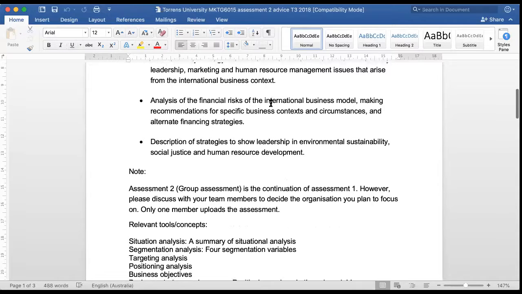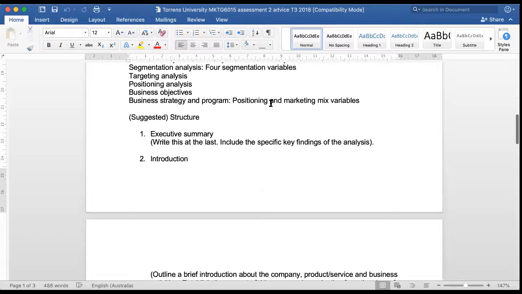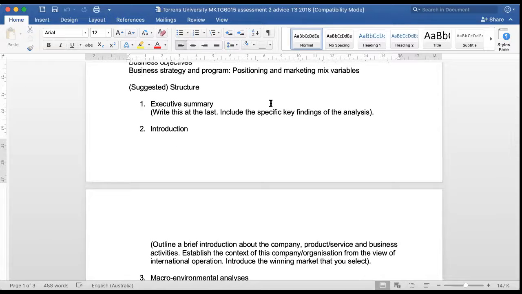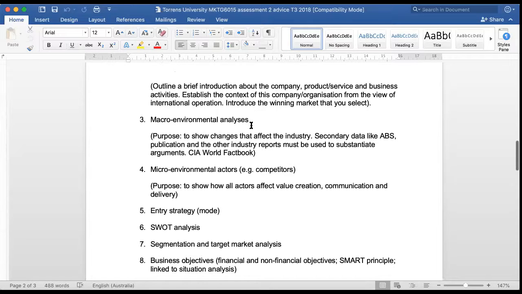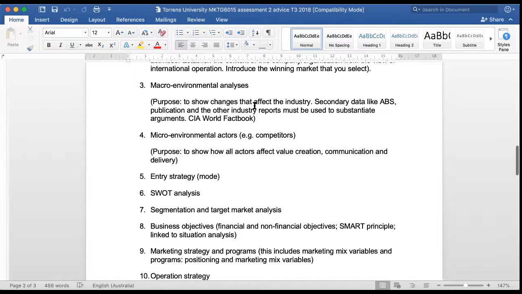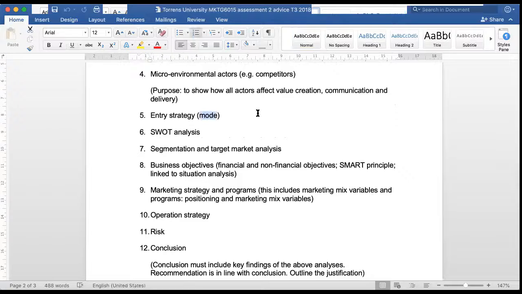the business. Okay, so you can move on quickly, and this is the structure I suggest you adopt: the executive summary. Then the introduction, where you introduce the company and the product, and a short summary of your macro-environmental analysis. You can go back to the previous assessment. Please paraphrase it. And also a summary of your micro-environmental actors. Please paraphrase it again.